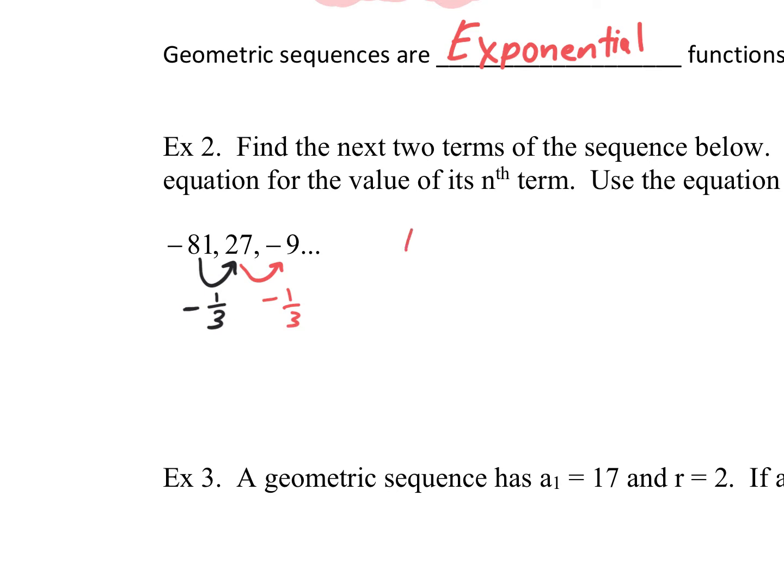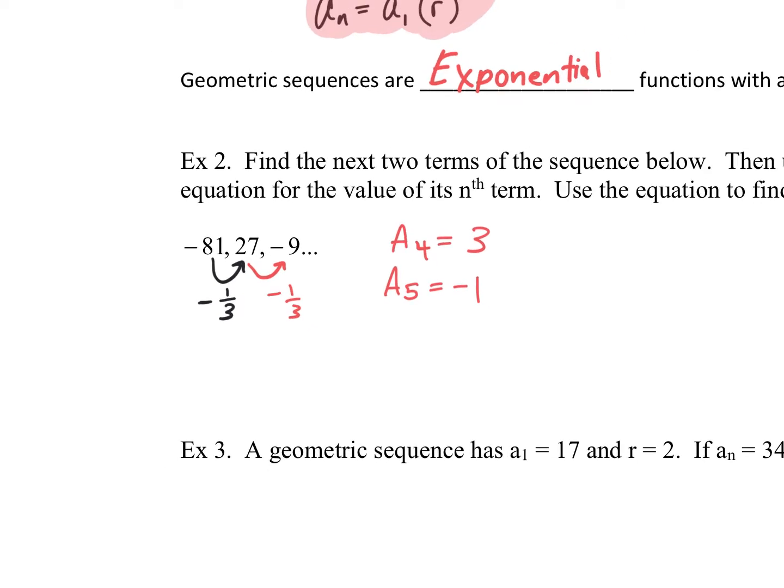So the 4th term in the sequence would be found by taking negative 9 times negative 1/3, and that would get us positive 3. The 5th term in our sequence will be found by taking positive 3 and multiplying it by negative 1/3 and getting negative 1. So those are the next 2 terms in our sequence.